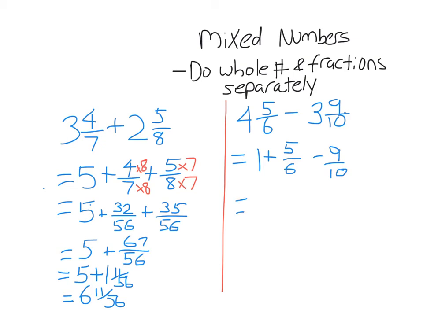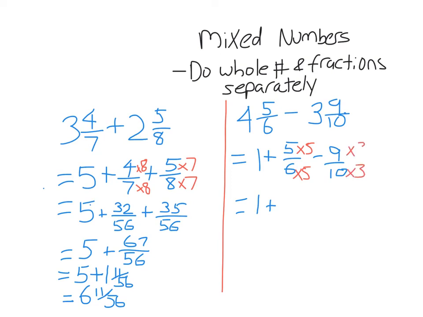So what I want to do is just do the fraction part. So I leave the 1 alone. So 6 and 10, the lowest number divisible by both 6 and 10 is 30. So if I times top and bottom here by 5, this denominator will equal 30. So I then need to times top and bottom of this fraction by 3. And that will make its denominator 30.